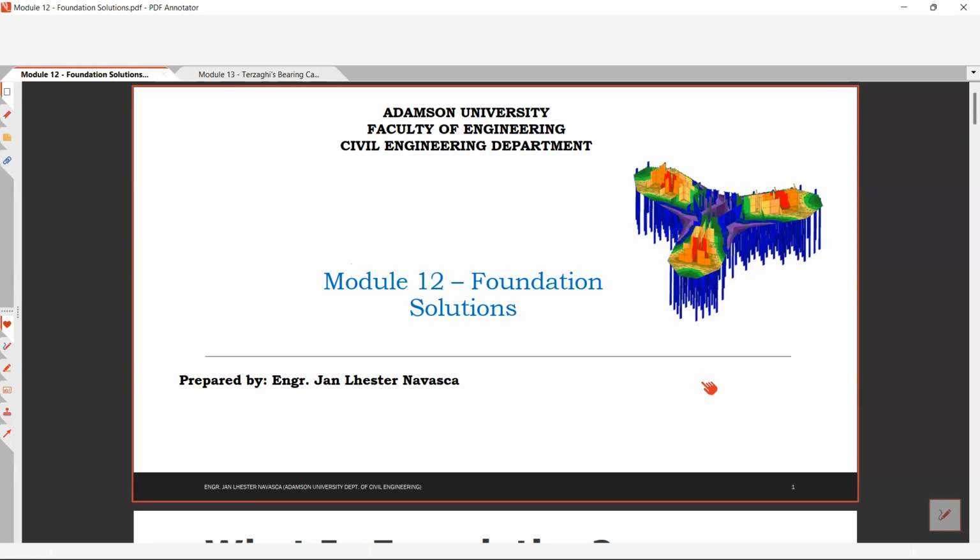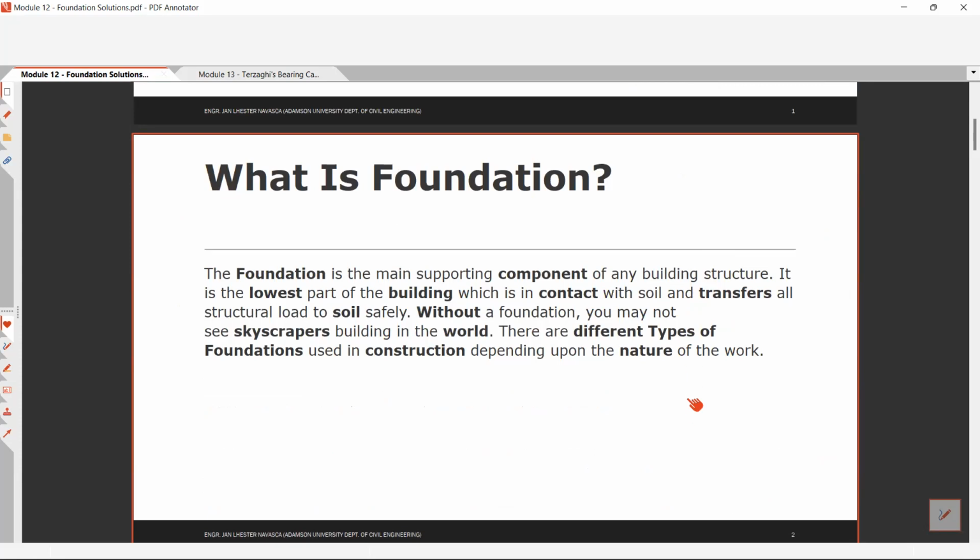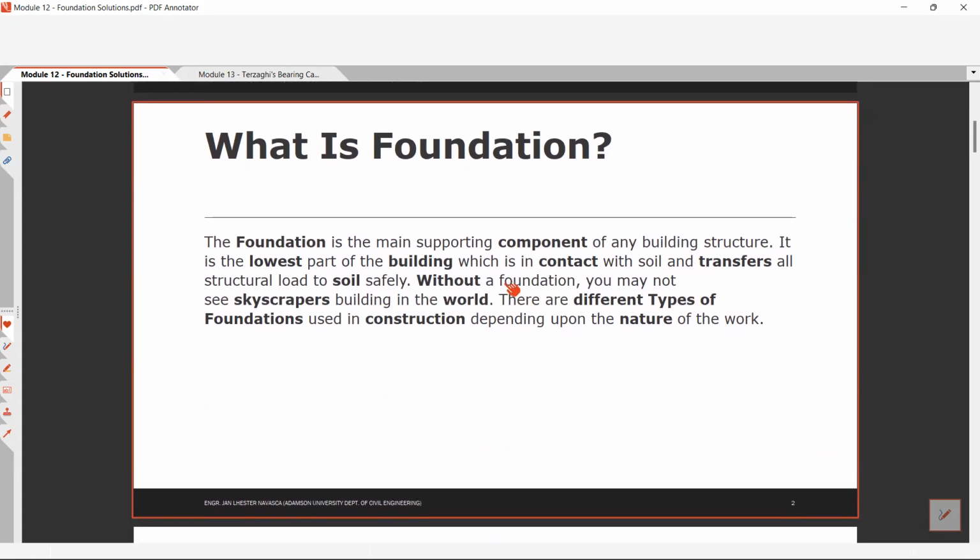Okay, so right now, you already know how to solve some parameters in designing foundations, like the lateral pressure, the slope stability of the soil, the retaining walls. Okay, so what is a foundation solution, or in other words, what is foundation? So foundation is the main supporting component of any building structure. It is the lowest part of the building which is in contact with the soil and transfers all structural load to the soil safely. Without the foundation, you may not see skyscrapers and buildings in the world.